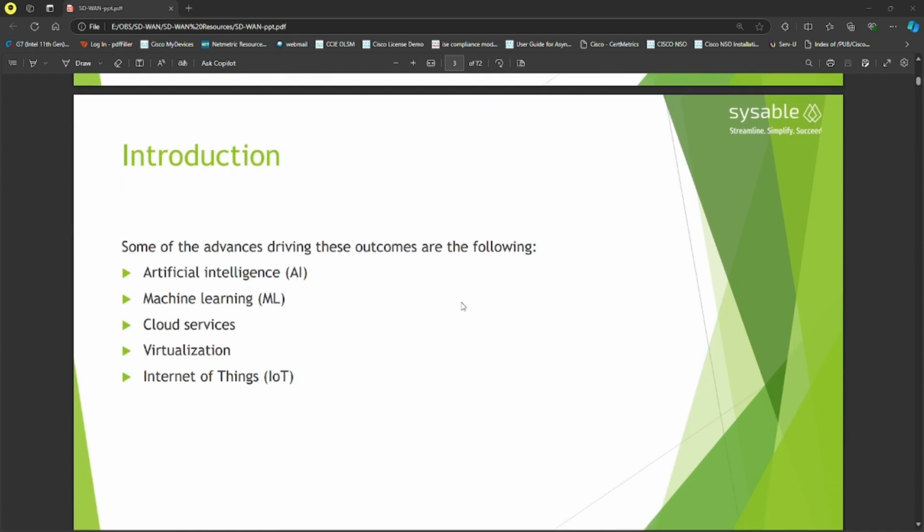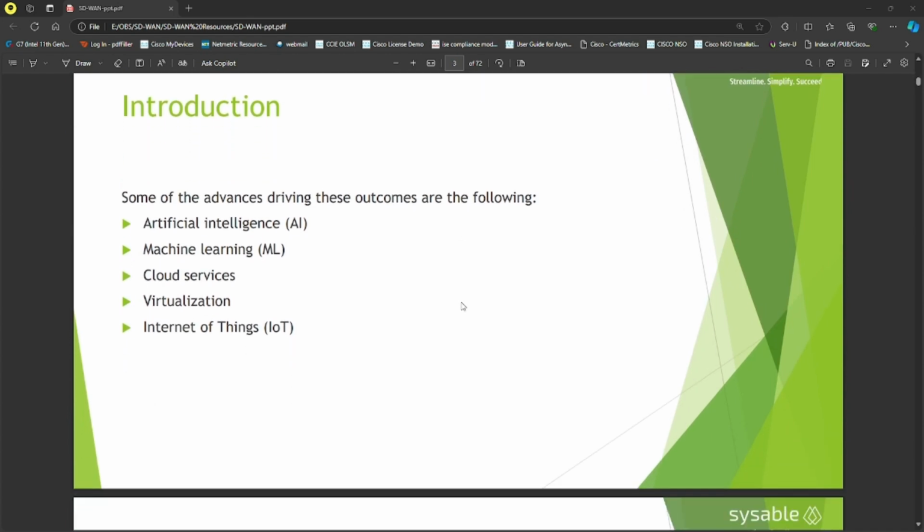Now, some of the advances driving these outcomes are the following. Artificial intelligence: nowadays a lot of people are going into automation and machine learning, which will learn according to your rules and everything. Cloud services: many businesses are moving to the cloud in order to save money and keep operation costs as low as possible. Virtualization: because of virtualization, we no longer need to have the physical device. We can utilize the same device and host multiple services or multiple operating systems within one system.